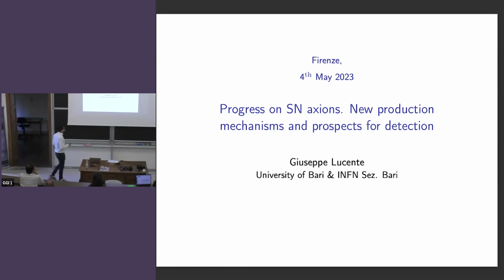My name is Giuseppe Lucente, and as you can see from the title of this talk today, we will discuss together how supernovae can be seen as efficient laboratories to probe axions and other weakly interacting particles. Indeed, due to the larger temperatures inside the supernovae, they can be used to probe axions with masses up to about 100 MeV. And this topic is very hot nowadays. Indeed, there are a lot of new developments that we will discuss together.